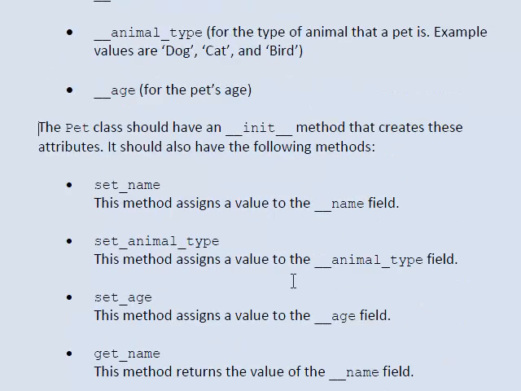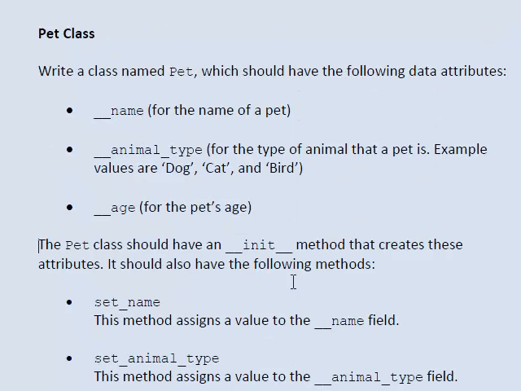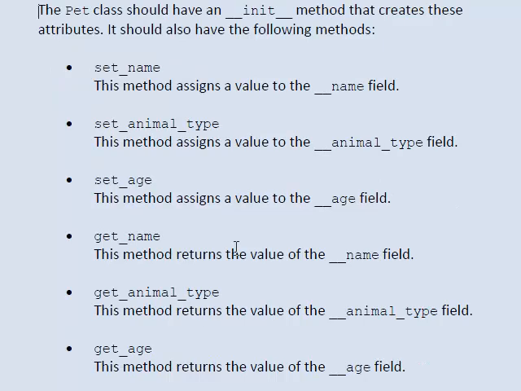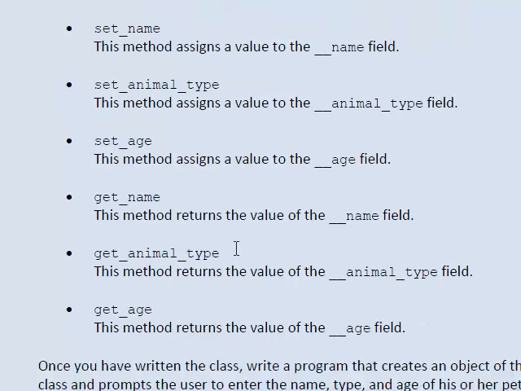So in essence, the class will have these 3 attributes plus an init method that will initialize these attributes, and then we will have the typical mutators and accessors. Set name, set animal type, set age, those are the mutators. Get name, get animal type, and get age, those are the accessors.